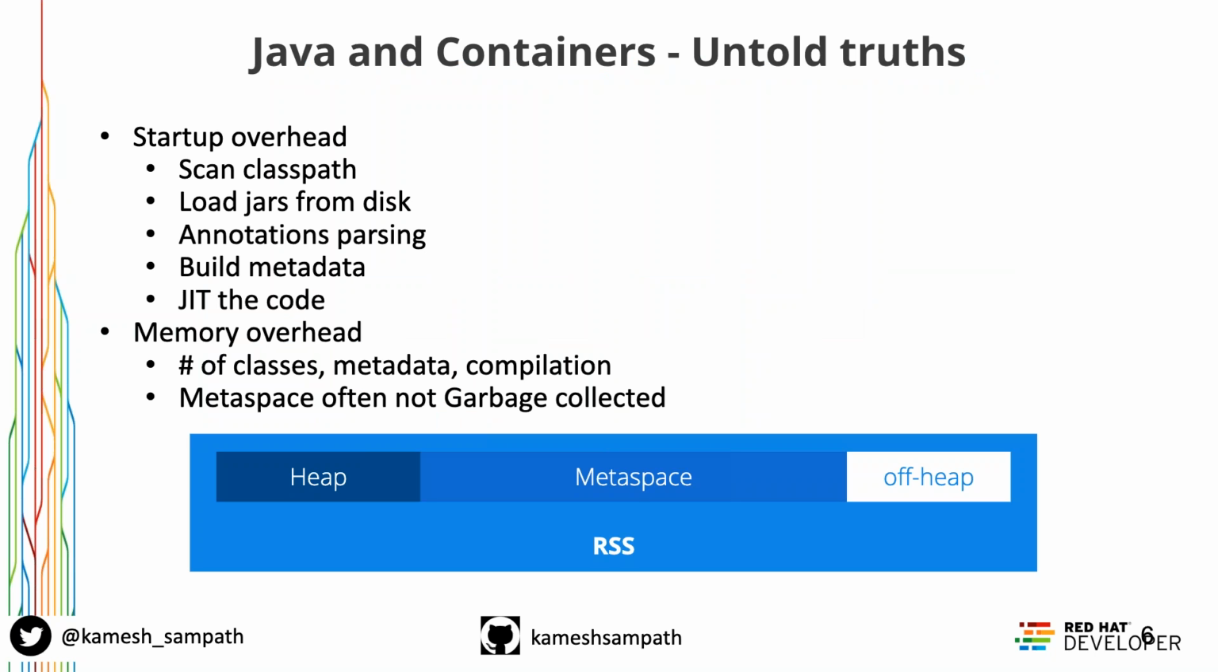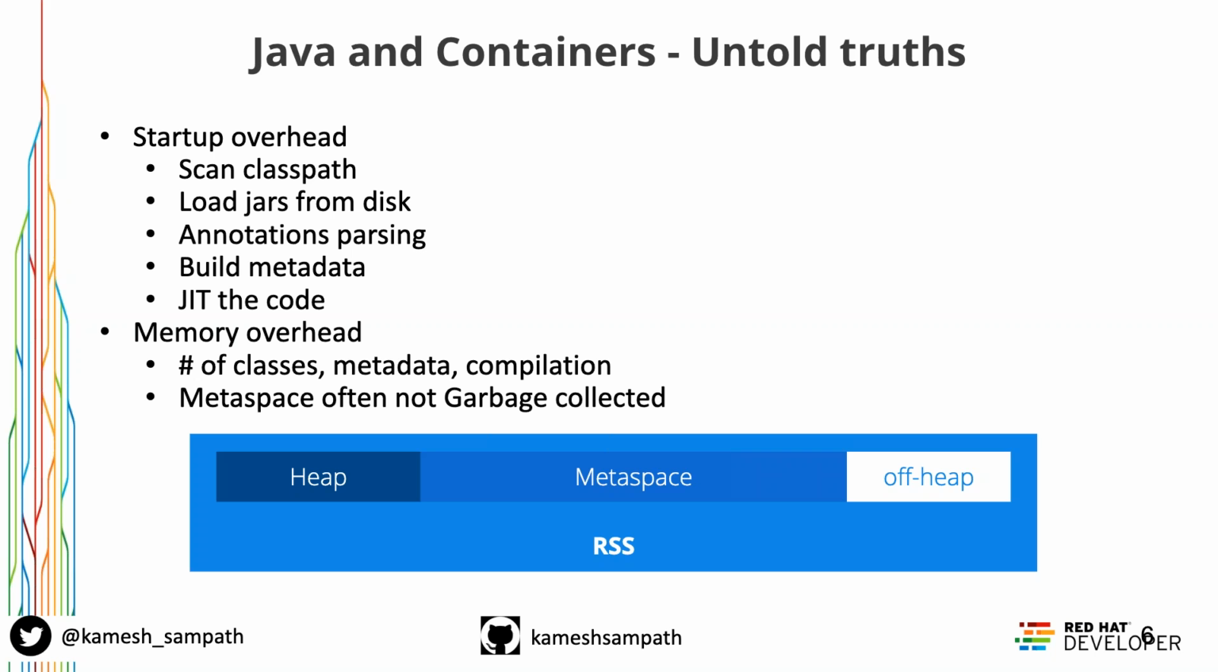But there are some truths which we need to understand. Most of us agree with these points, right? So why is Java slow? How many of you use containers, Java containers? Okay. How many of you have seen this OOM killed message? You'll see a demo also. I'm going to show you a quick demo after this slide on what OOM killed means in the Java world, right?